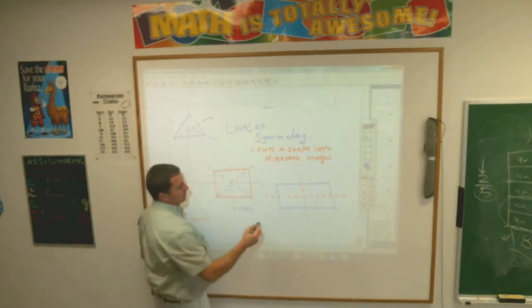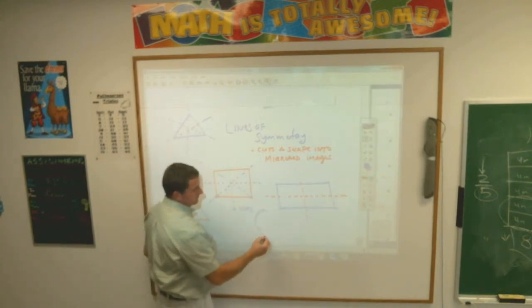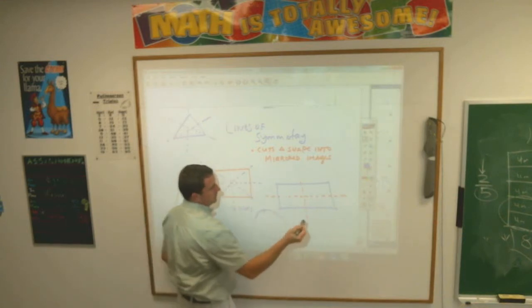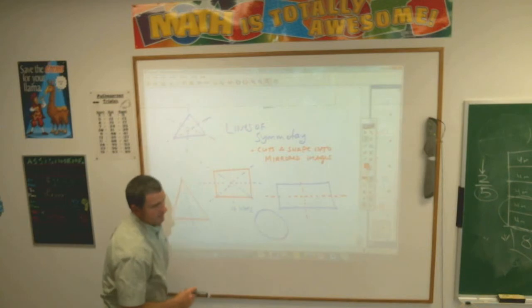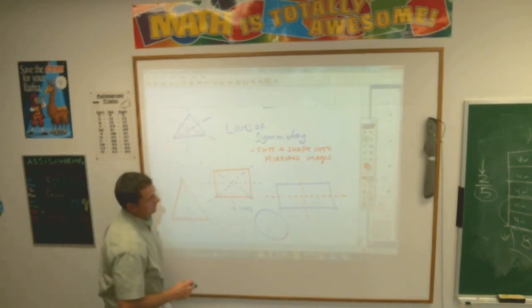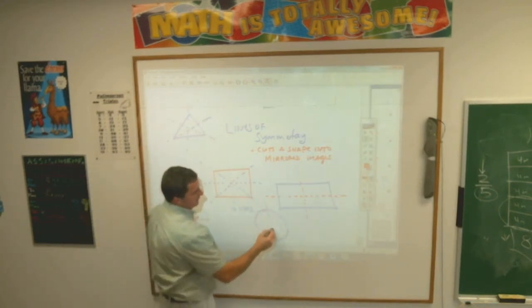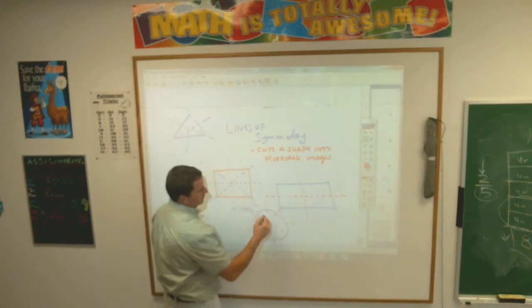And last but not least, what about a circle? How many lines of symmetry would a circle have? Gary? As many as you want. Yep. Any line that goes through the middle is a line of symmetry. Any one whatsoever.